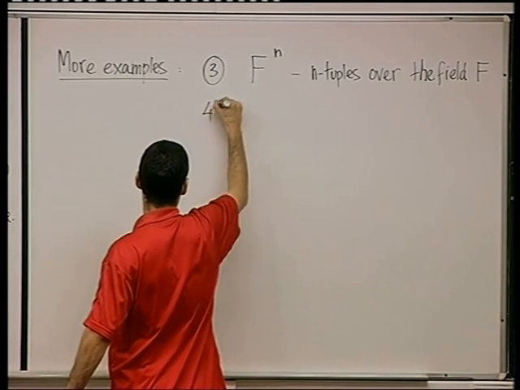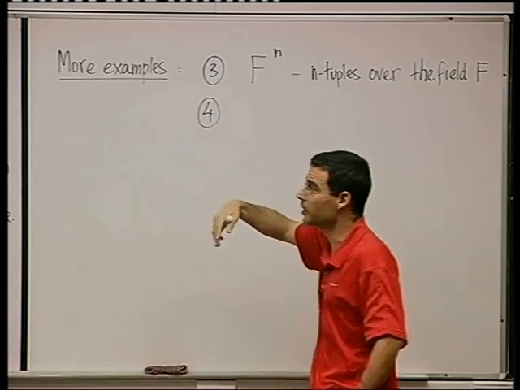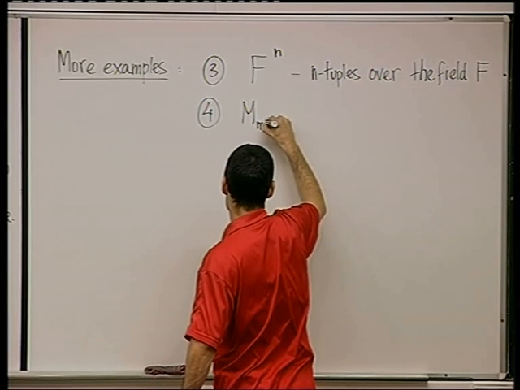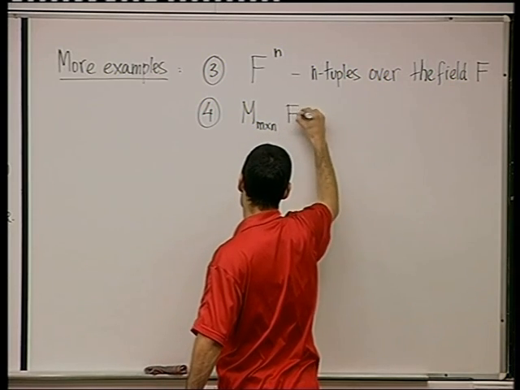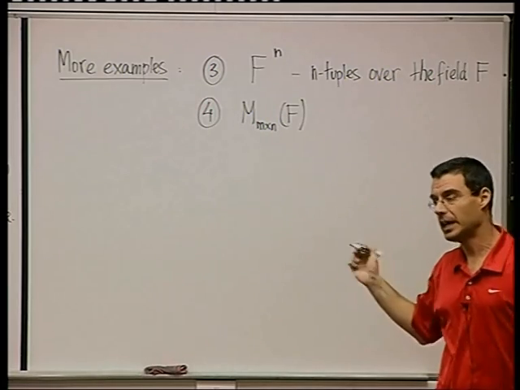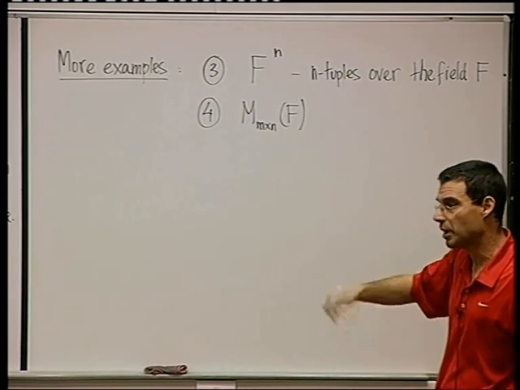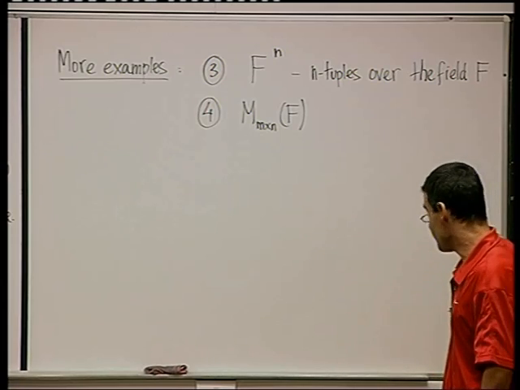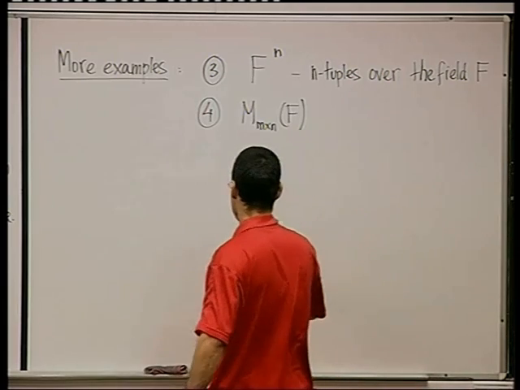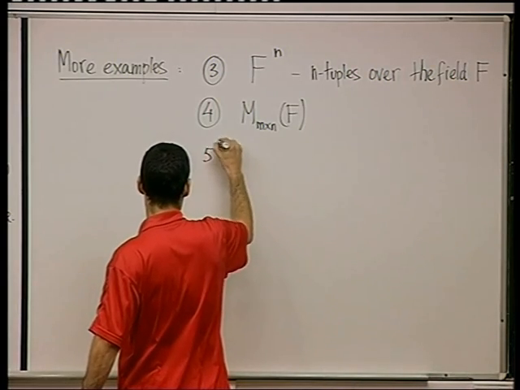Number 4. So 3 and 4 are just expansions of 1 and 2. Take m by n matrices over a field F, not necessarily over R. Again, it's going to be a vector space. And I'm not going to run through all the properties because it's the same statement. But here are some things that maybe are new.